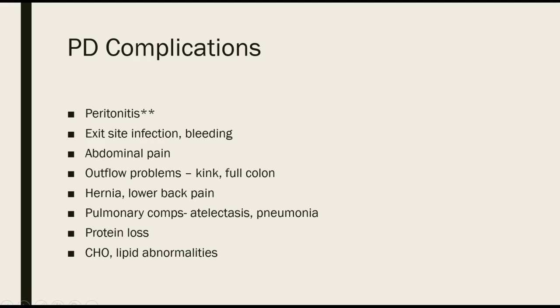Other complications that can occur are exit site infections and bleeding, potentially from the trauma of the catheter being in the peritoneal cavity. Abdominal pain is something to expect with the amount of fluid that is in that space. There can also be outflow problems. There can be kinks that happen in the catheter, and this can be related to somebody having a full colon and all that space filled up. That can actually cause a kink in the catheter. Also hernias and lower back pain.